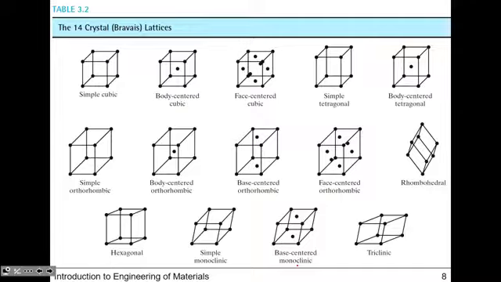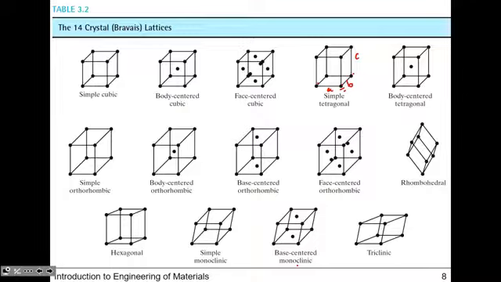But you may not have heard of simple tetragonal, where you put atoms at the lattice sites right at the corners, and A is equal to B but not equal to C, and all the angles are 90 degrees. That's a simple tetragonal Bravais lattice.